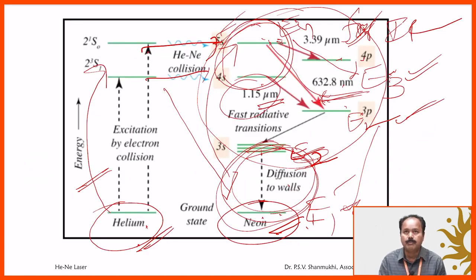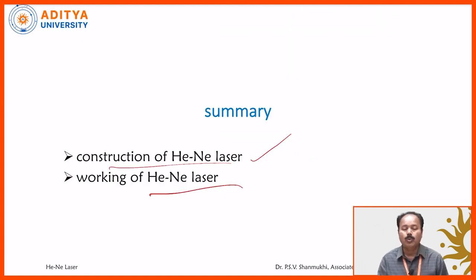Different transitions are possible in this. 33,900 angstroms, 6328 angstroms, 11,500 angstroms. All of these except 6328 angstroms are in the far infrared light and invisible. Only the visible light is the 6328 angstroms red color light. So, in that way, we get a monochromatic, high energetic, unidirectional laser beam by using this helium neon laser. Thank you.